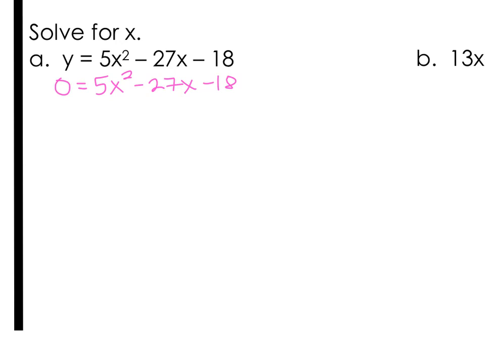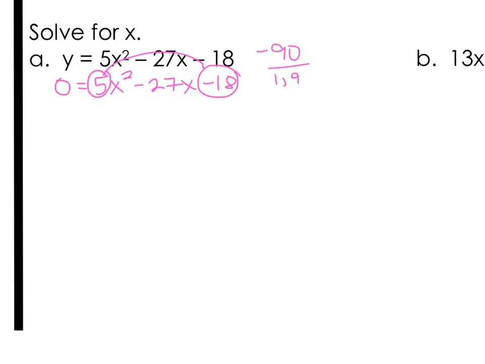From here, check to see if you have a common factor. And unfortunately, we do not. 5, 27, and 18, nothing in common. All right, so that means we have to take a times c. Yikes, 5 times negative 18. That's negative 90. There are lots of factors of 90, so let's see what we can do.